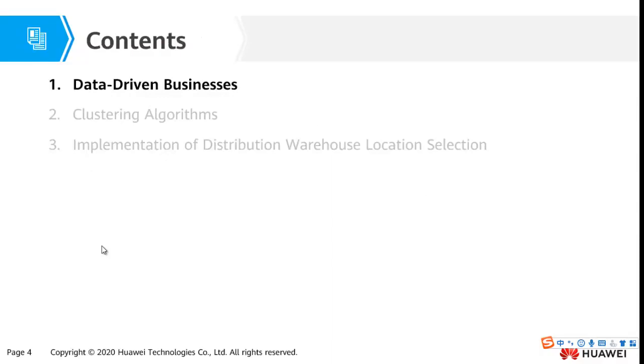First, I will introduce how data brings business innovation and transformation in the big data era and how to use data thinking and methods to analyze and resolve problems. After that, I will explain the algorithms involved in the distribution warehouse location selection. That is, the clustering algorithms.